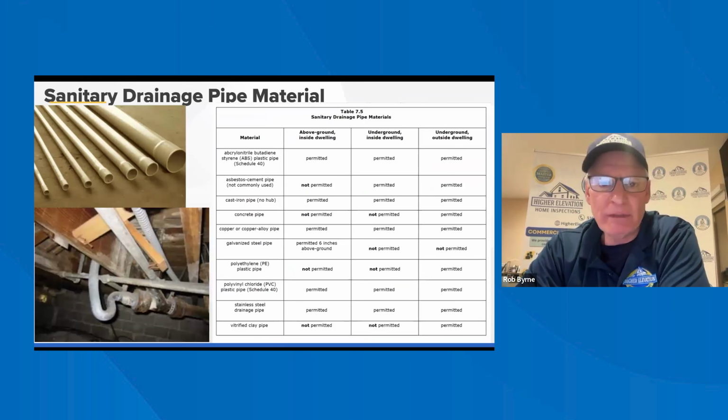Sanitary drainage pipe material. These are the different materials that are used for drainage. If it's PVC, cast iron, we spoke about that. You have copper, polyethylene, polyvinyl chloride, stainless steel, all of those things that you have to know if they're permitted or not, depending on your area and location. Sometimes these things vary, but those are the sanitary drainage pipe materials that are used.